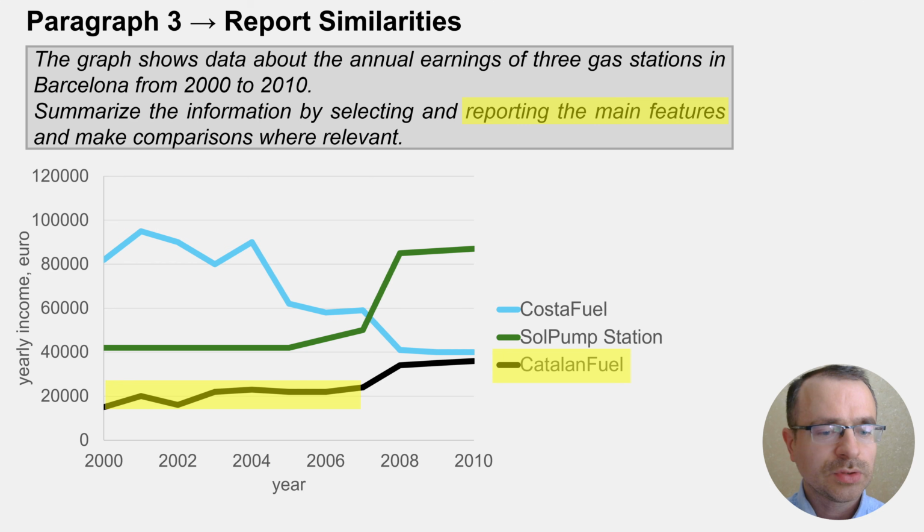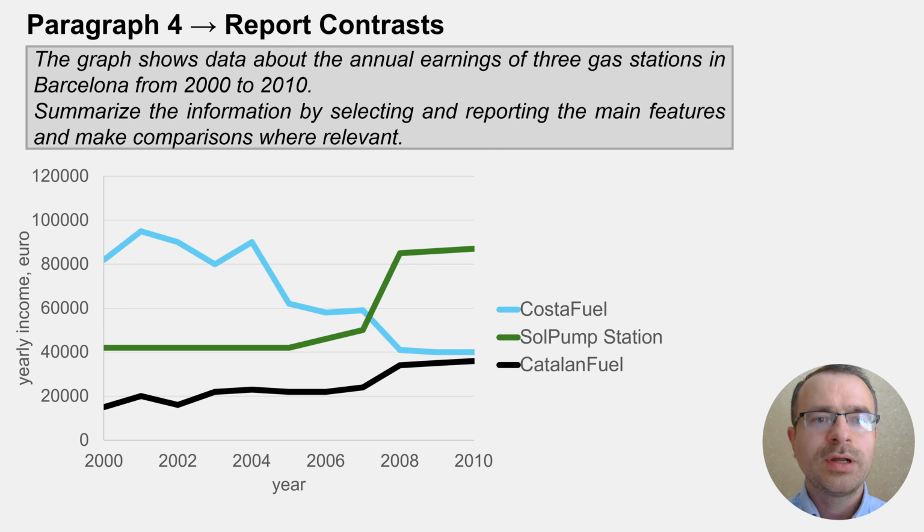So in this case, from 2000 to 2007, we do not have a lot. It's just a slight fluctuation that is going on, and then we have the gradual increase. The similar situation is shown for the Sol Pump Station. From 2000 to 2005, we barely have anything, it's just a stable line. Then we have the gradual increase, and at the end we have a dramatic rise. So we're gonna talk in detail about these two stations in paragraph 3.